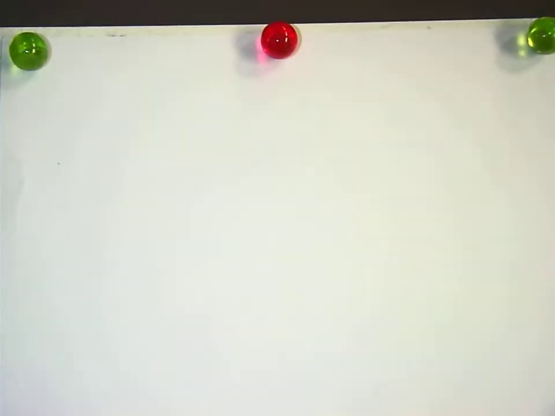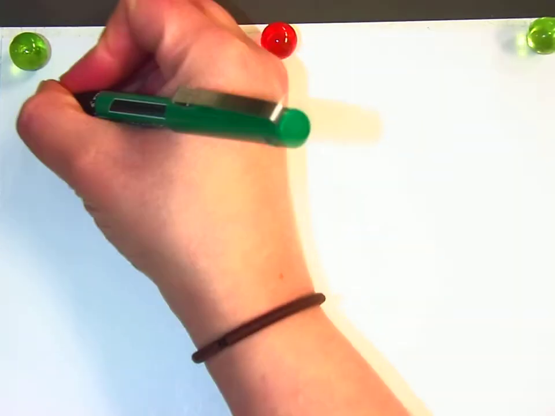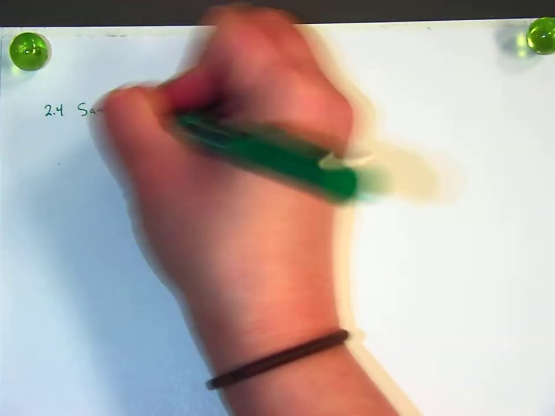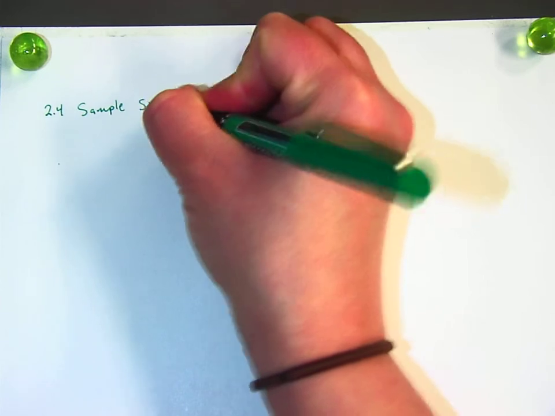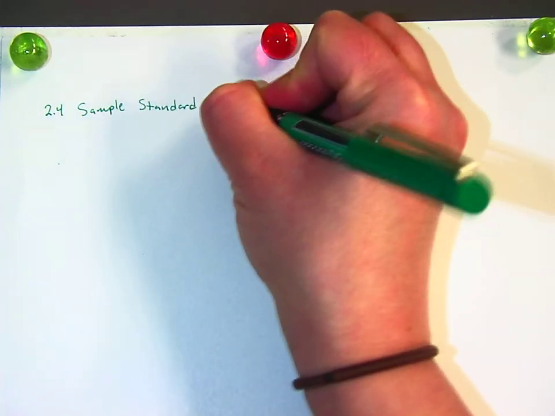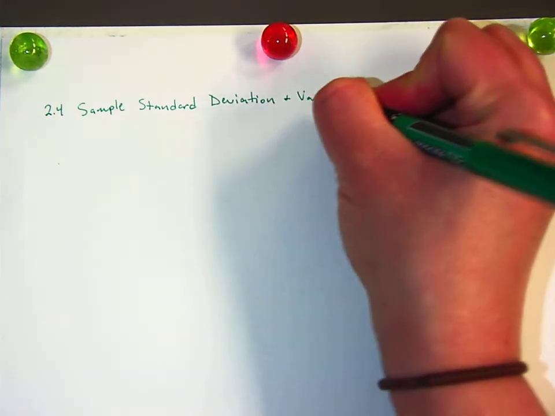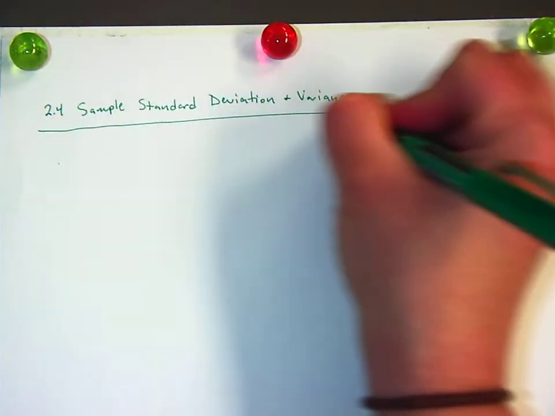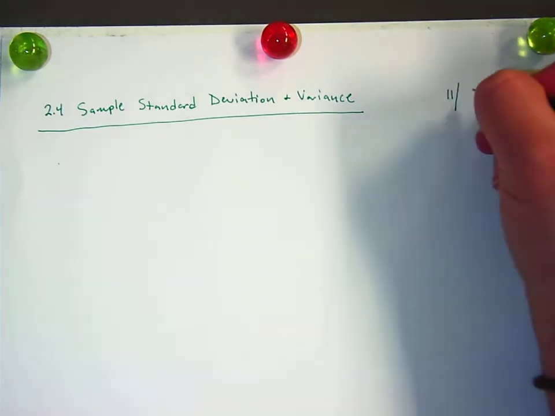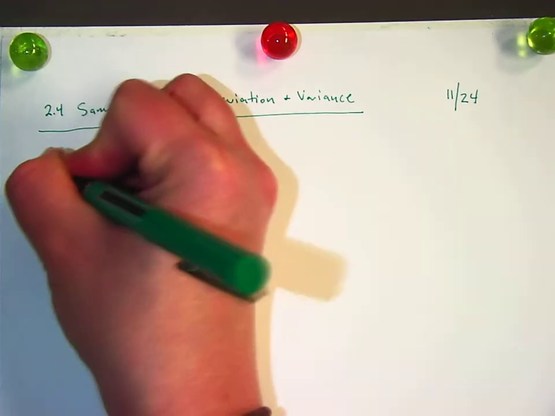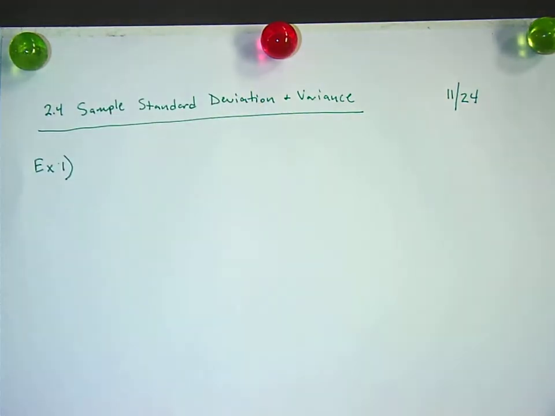Okay, so yesterday we did population standard deviation and variance using the football example. And today we're going to do sample standard deviation and variance. This is actually very similar to population standard deviation and variance, just one change, which is good because it'll give you a chance to try a different problem.